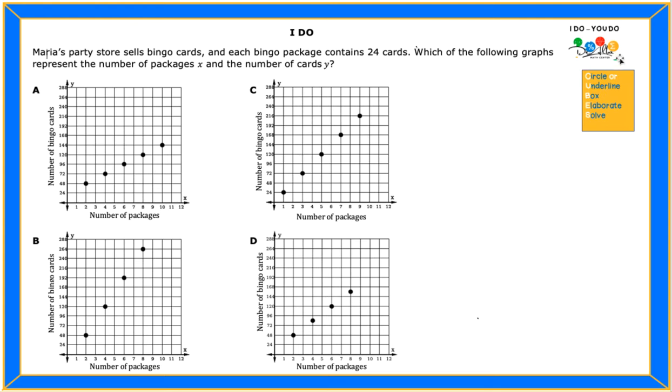Okay guys, so let's start by identifying important information in our problem. Maria's party store sells bingo cards. Each bingo package has 24 cards. Now the question is, which graphs represent the number of packages X and the number of cards Y?